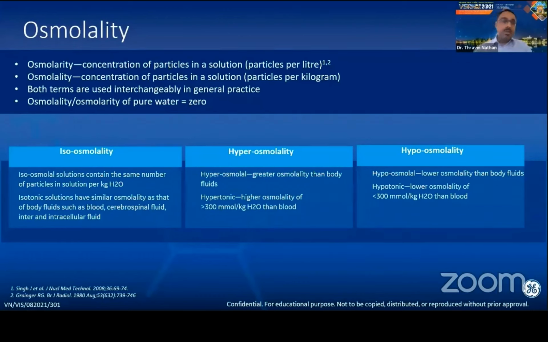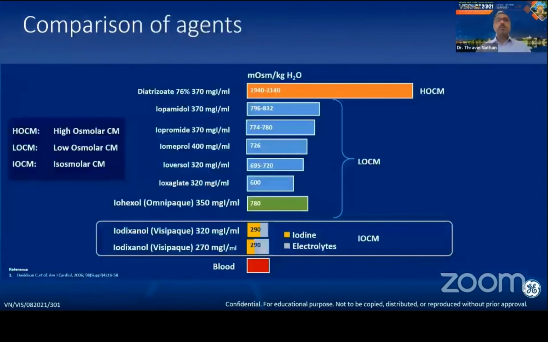Isoosmolar solutions contain the same number of particles in solution per kilogram of water. So isotonic solutions have a similar osmolarity as that of body fluids such as blood, CSF, and ICF. Hyperosmolar solutions have greater osmolarity than body fluids. Conversely, hypoosmolar fluids have lower osmolarity than body fluids. So why is it important to understand those few concepts concerning osmolarity or osmolality?